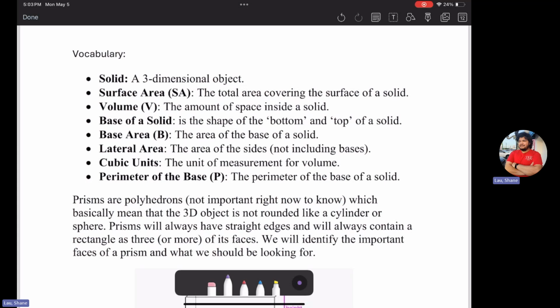But here are vocabulary terms. Solid: a three-dimensional object, pretty cut and dry, pretty simple. Surface area, SA, is the abbreviation: the total area covering the surface of a solid. Volume, V: the amount of space inside of a solid. Base of a solid is the shape of the bottom and top of the solid. More about that later on. Base area, capital B, is the area of the base of a solid. Lateral area: the area of the sides, not including the bases. More on that later. Cubic units: the unit of measurement for volume. And the last one here is perimeter of the base, capital P: the perimeter of the base of a solid. Okay, a lot of this we will get into later on.